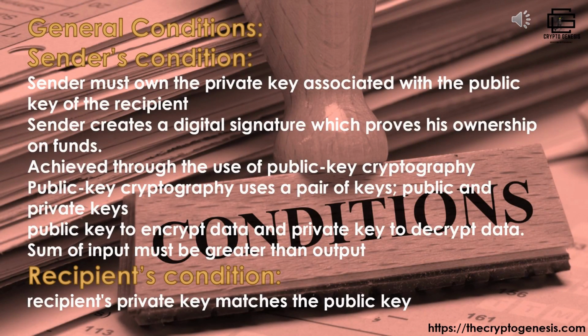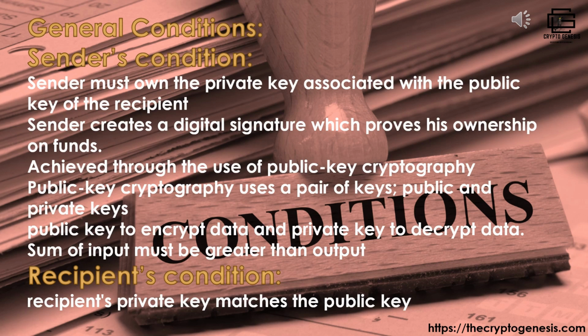After that, we have some conditions from the sender and recipient perspective. So let's discuss the sender's condition. When you want to send cryptocurrency to someone, you need to prove that you actually own the funds you are sending. This is done by creating a digital signature using your private key, which is associated with the public key of the recipient. Public key cryptography is used to achieve this. Public key cryptography involves using two keys, a public key and a private key. The public key is used to encrypt the data.